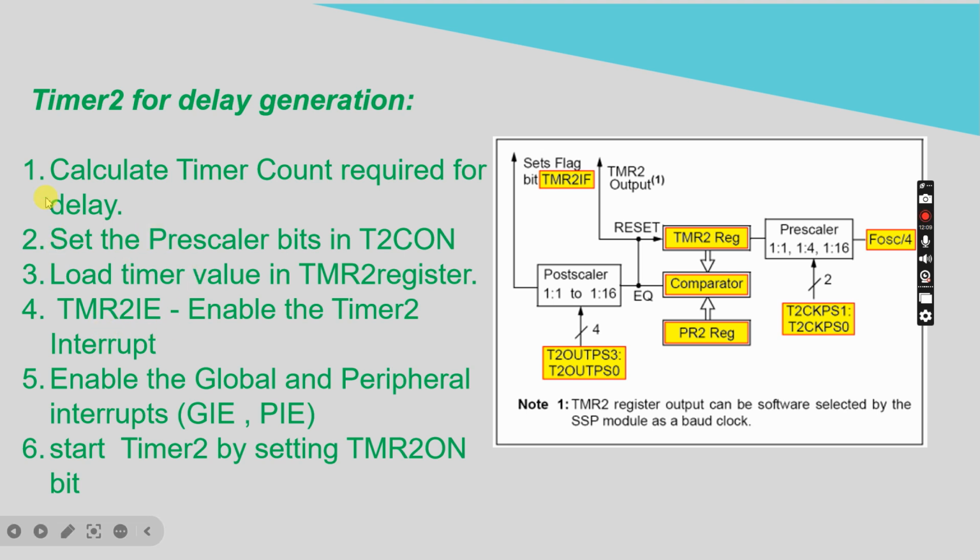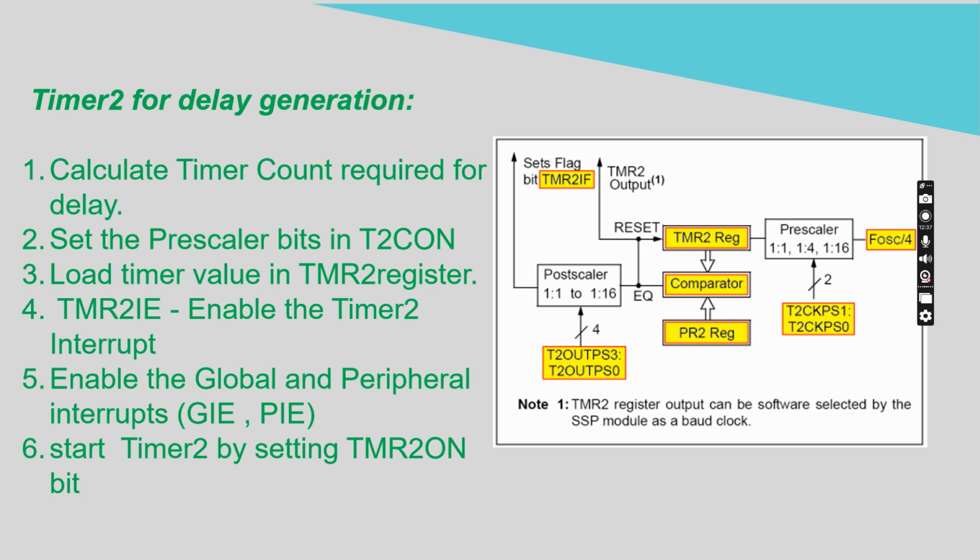After this CLCD, the main thing is the timer. Yes, in our project we have to concentrate more on timer delay generation. As I said earlier, there are 3 types of timers in the PIC: timer 0, timer 1, and timer 2. We are using timer 2 for our project.